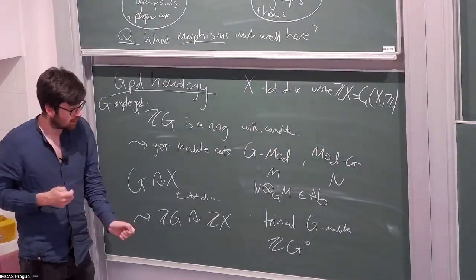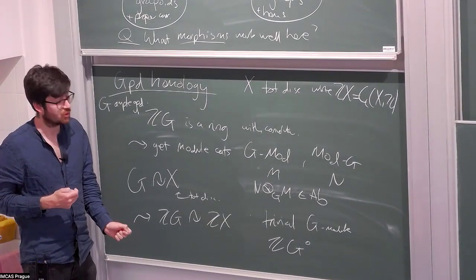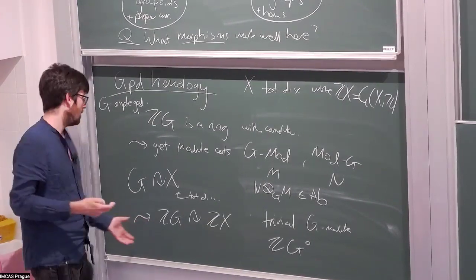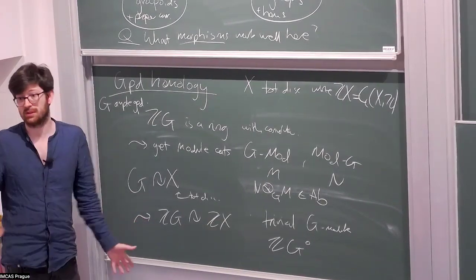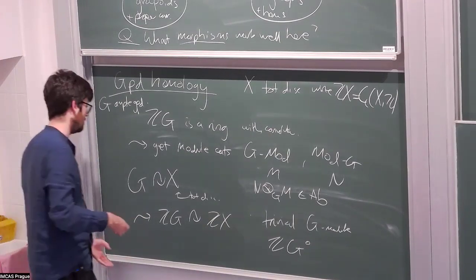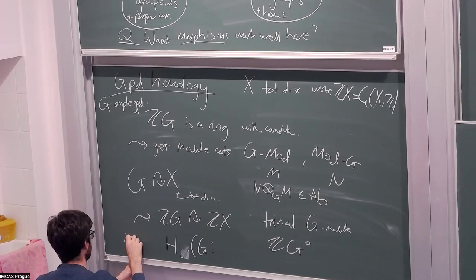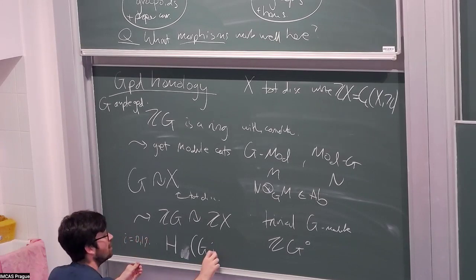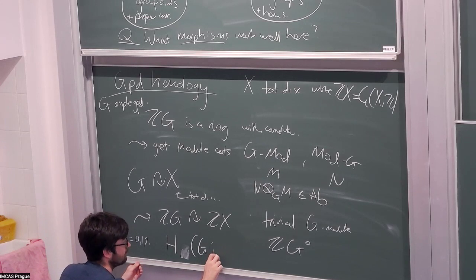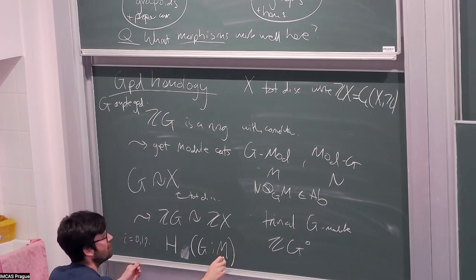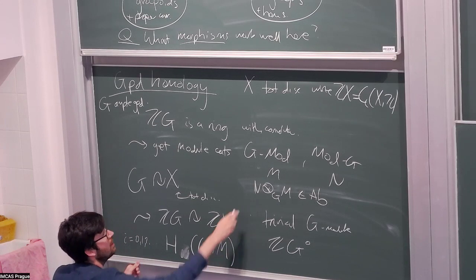Now, if you know enough homological algebra, then you'll have seen Tor functors. And the groupoid homology is that. So I guess this is H_i for i equals 0, 1, 2, ... We can do it with coefficients in a G module. Here, this is M.